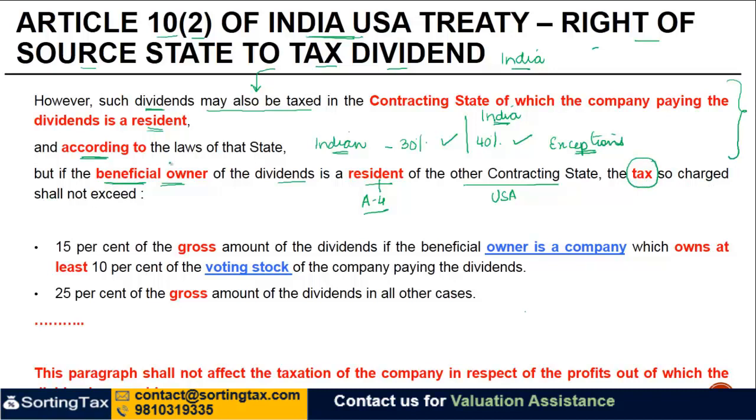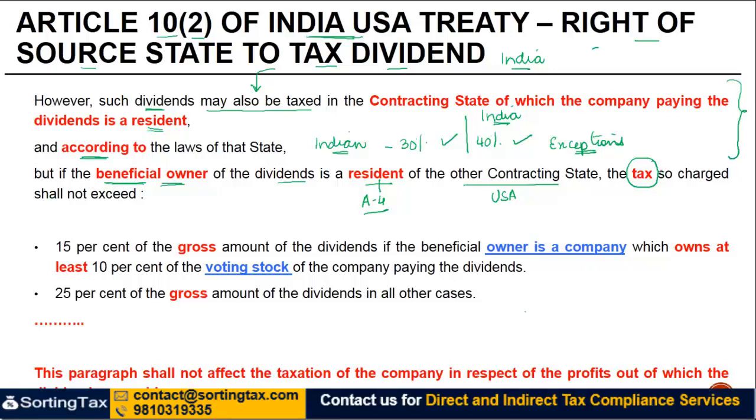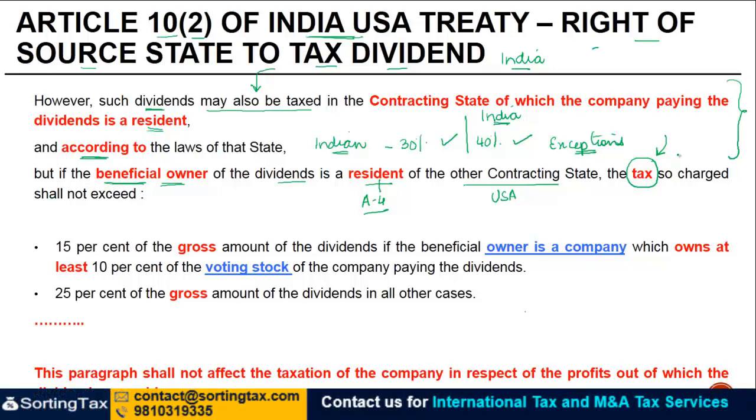Now, what is the meaning of tax over here? Generally, the term tax is defined in Article 3 relating to definitions. Therefore, when it says that the tax will not exceed this amount, you need to go back and look at Article 3 to see if the definition of tax there includes the surcharge which is applicable in India. If the definition of tax includes the surcharge which is applicable in India, then that gross rate is going to be what is prescribed here.